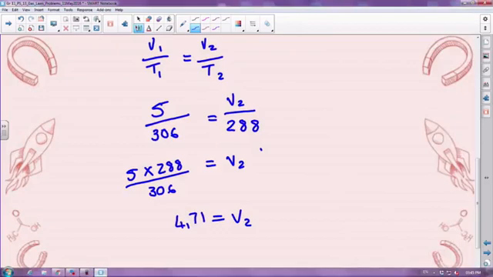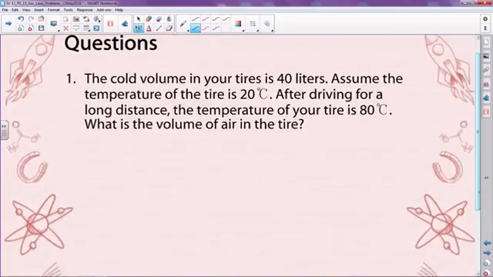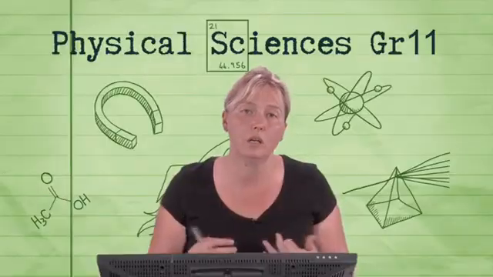4.71. Okay, now remember, I need to include my units, and what was my original unit here? It was liters. So here I'm going to have 4.71 liters is my second volume. Okay, now for you. Charles's law, we're using V1 over T1 equals V2 over T2. And I want you to answer this question. So you've got 2 minutes to answer this question and come up with an answer.